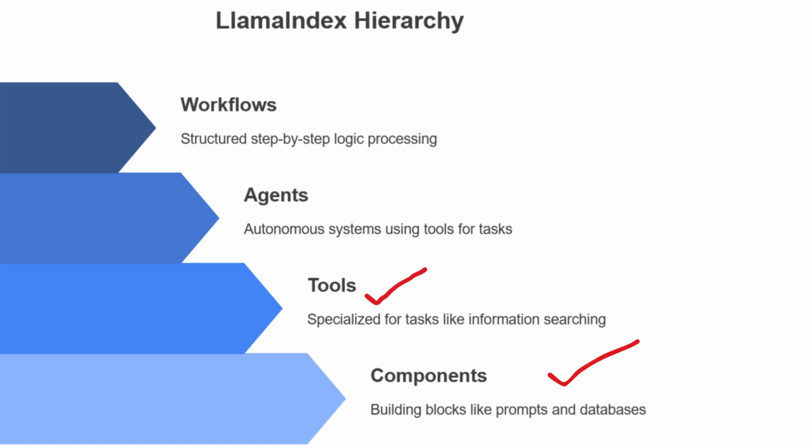The tools are specialized components designed to perform specific tasks, such as searching for information, doing calculations, or interacting with external services. Tools are what give agents their capabilities. The agents are autonomous systems that use tools to make decisions and complete tasks. They are the real brains behind the operation, figuring out what needs to be done and how to do it. The workflows are different: instead of relying on agents to manage everything, workflows provide a structured way to process logic step by step. This helps in organizing decision-making in a clear and efficient manner.